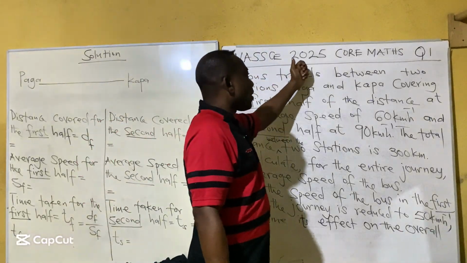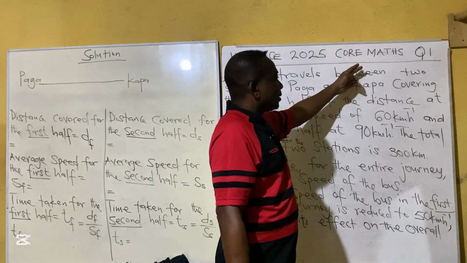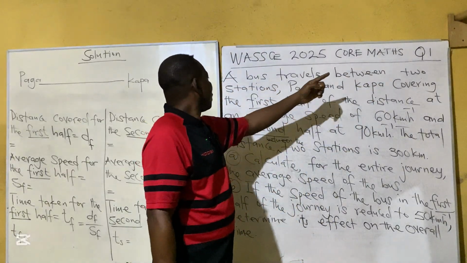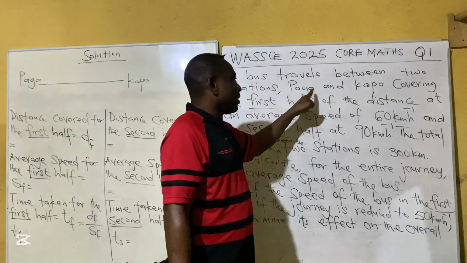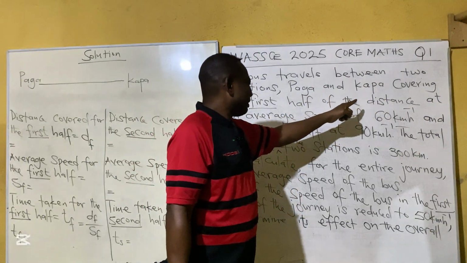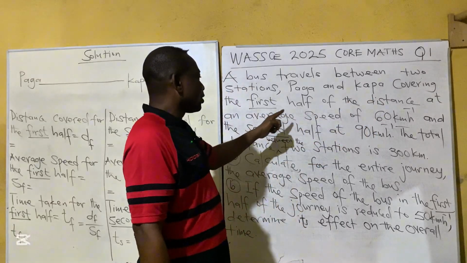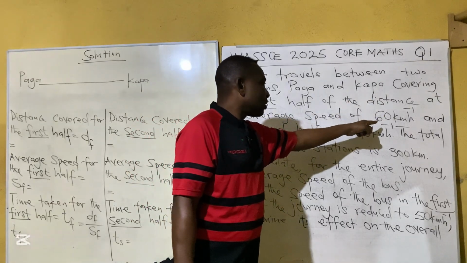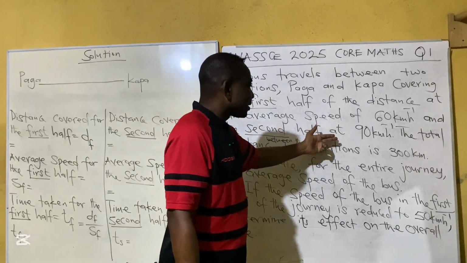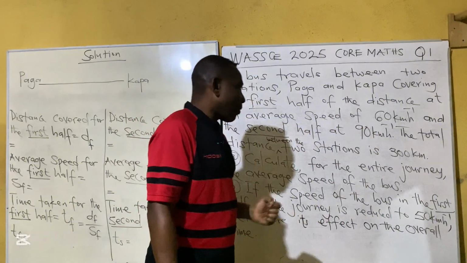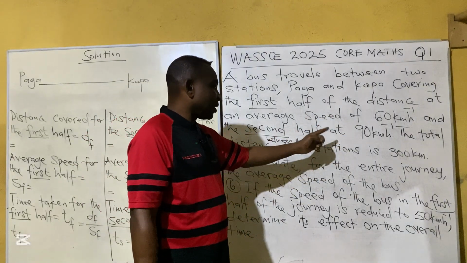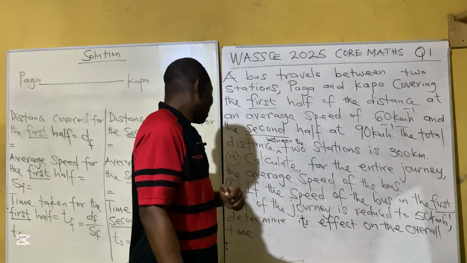WASSCE 2025, Core Maths, question number 1. A bus travels between two stations, Paga and Kappa, covering the first half of the distance at an average speed of 60 kilometers per hour, and the second half at 90 kilometers per hour. The total distance between the two stations is 300 kilometers.